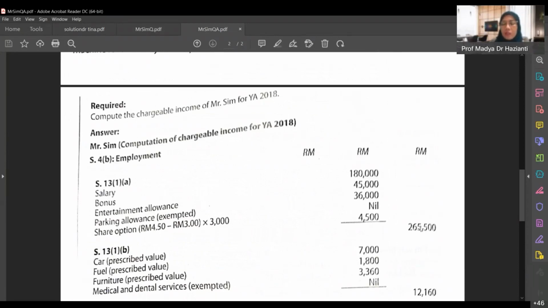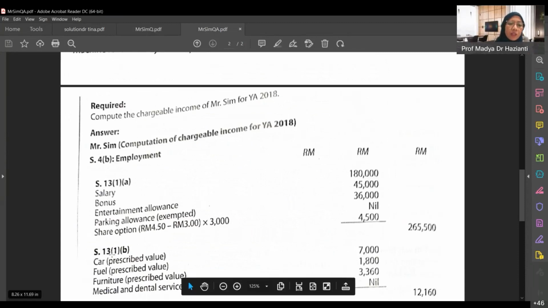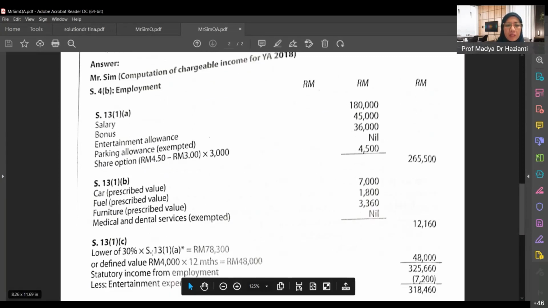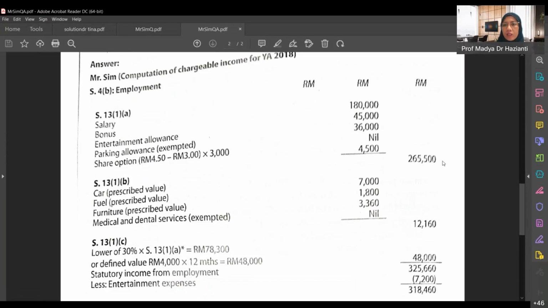Ini tadi orang dapat 265,500. And then we go to section 31B, car dia 7,000 based on the table. Fuel 1,800, furniture 3,360, medical and dental exempted. And then for 131C, lower of 30%, section 131A. Saya bintangkan dekat sini because of this part. Share option ni kita kena tolakkan 4,800.